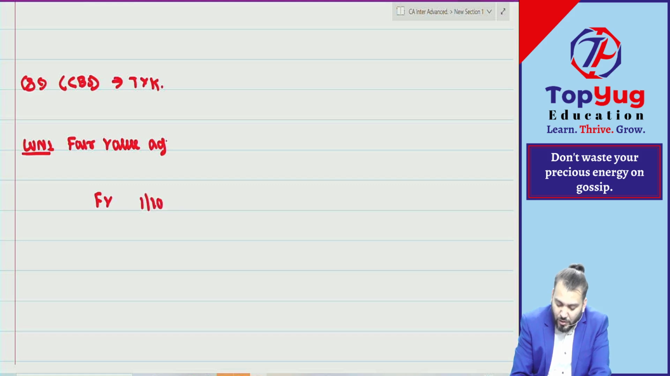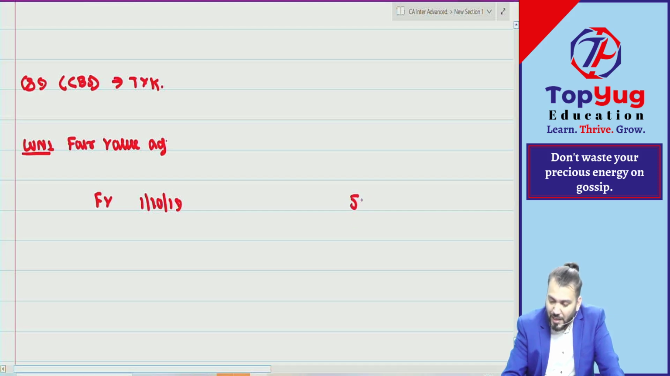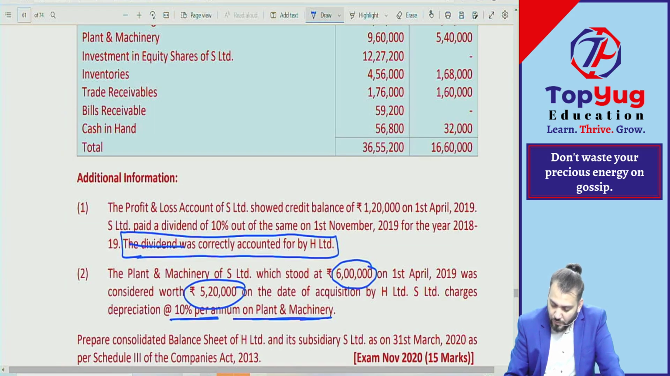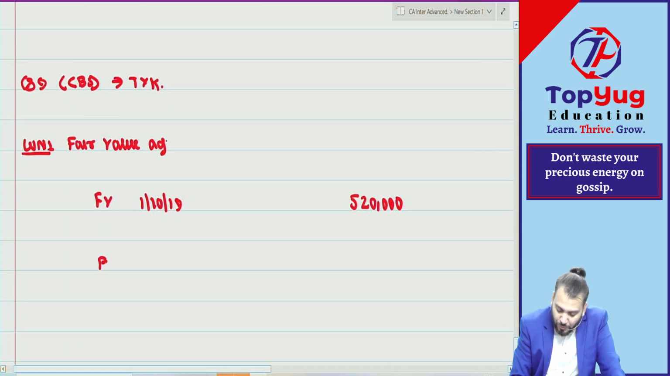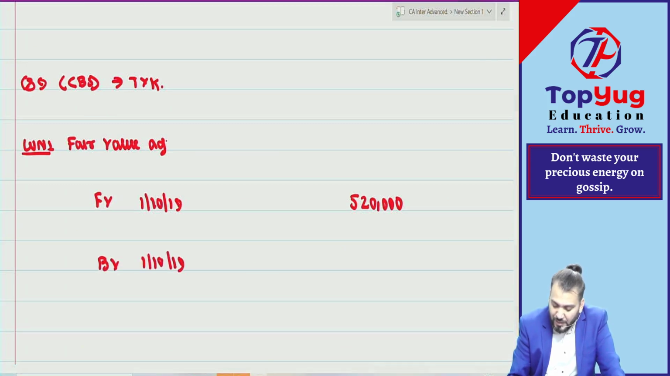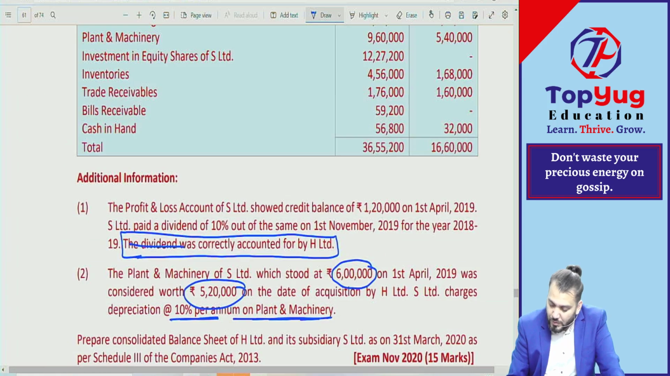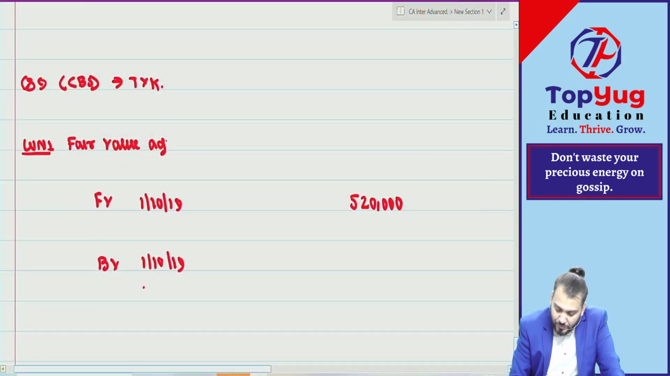On 1/10/2019, how much fair value is given? 5 lakh 20,000. We want the book value as on this date. They have given at the beginning how much? They have given 6 lakh.